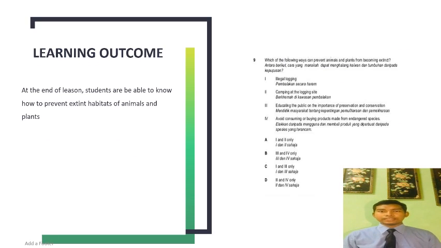The next slide is about the learning outcome of the multiple choice item. On the slide, you can see the question: which of the following ways can prevent animals and plants from becoming extinct? You can see four answers given to you. So you need to analyze and choose two correct answers from that. At the end of the lesson, a student will be able to know how to prevent extinction of the habitat of animals and plants.